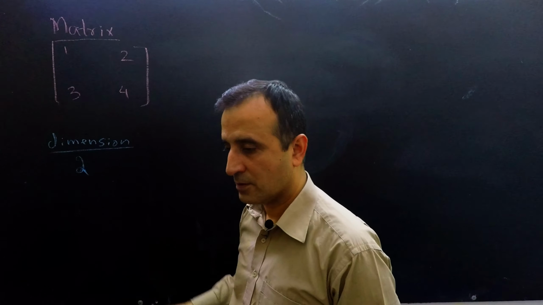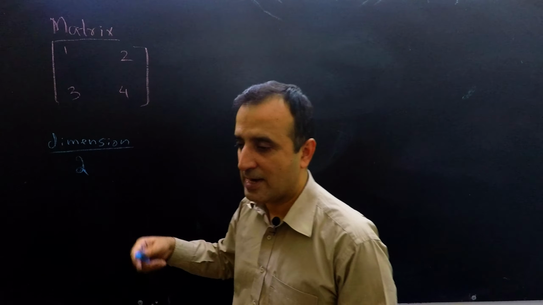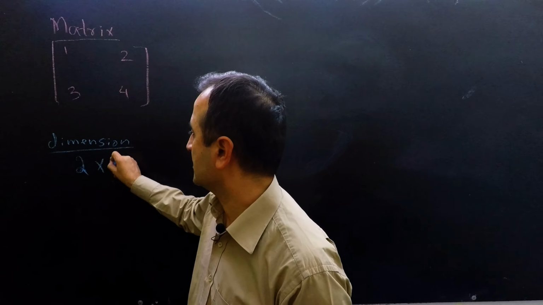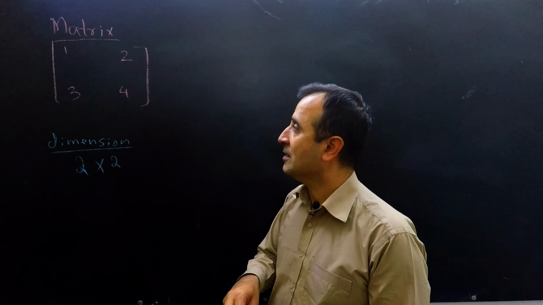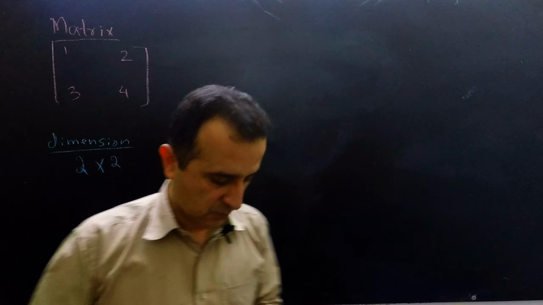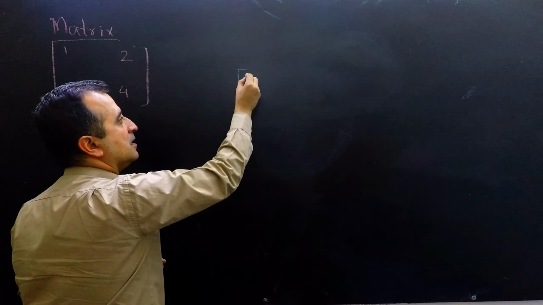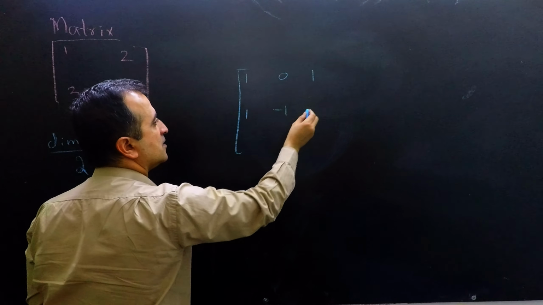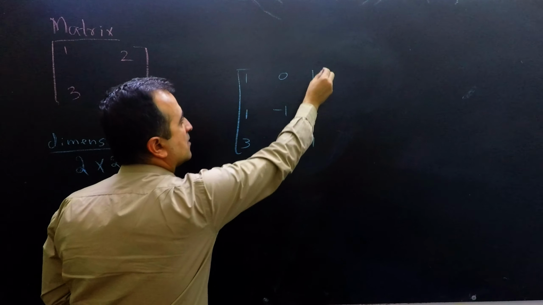Can it be like 1 row, 1 column? Yes, it can be, but we will come to that later on. So it is a 2 rows and 2 columns matrix. Make sense? Now let's make a new matrix. We have another matrix here. This is like 1, 0, 1, 1, minus 1, 2, 3, 1, 1.